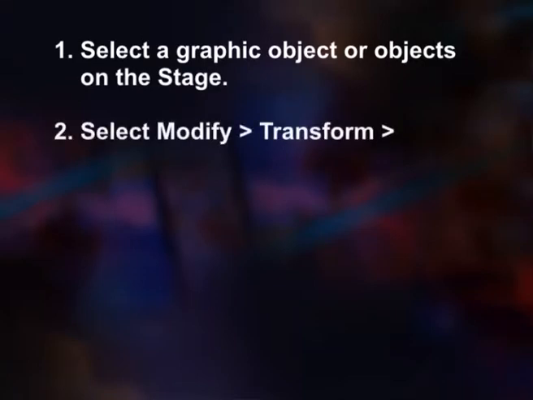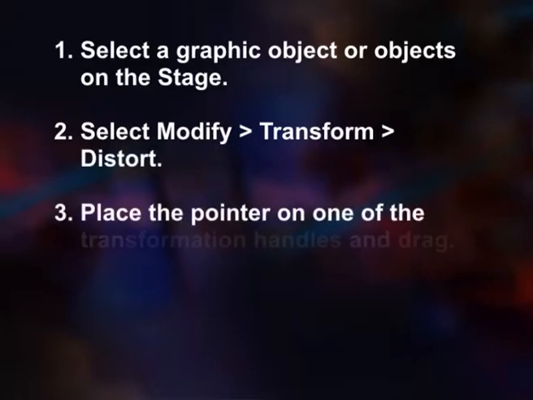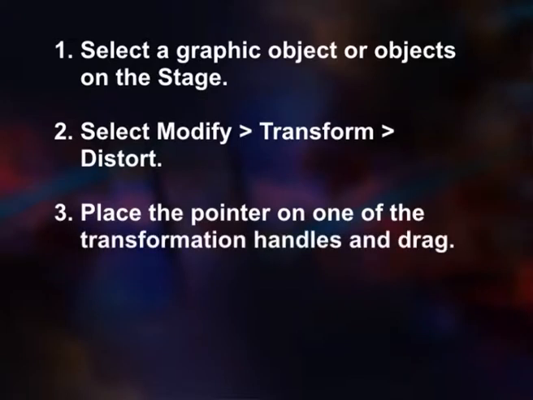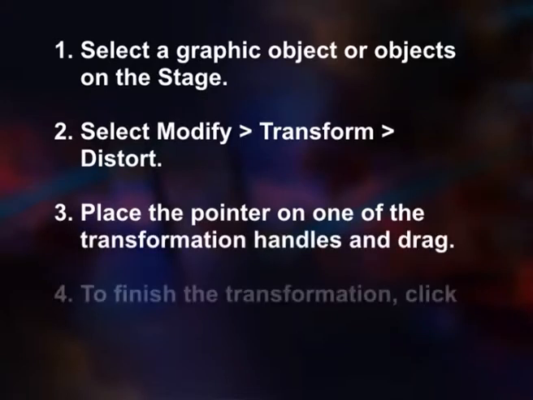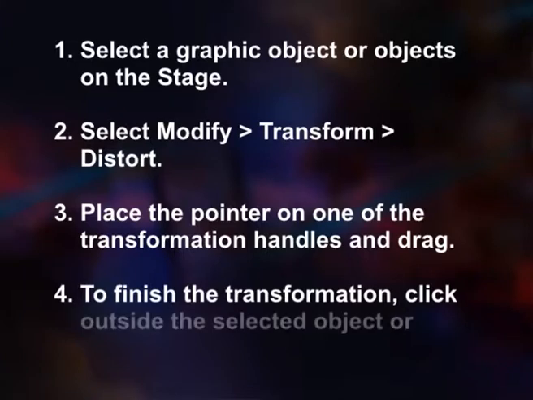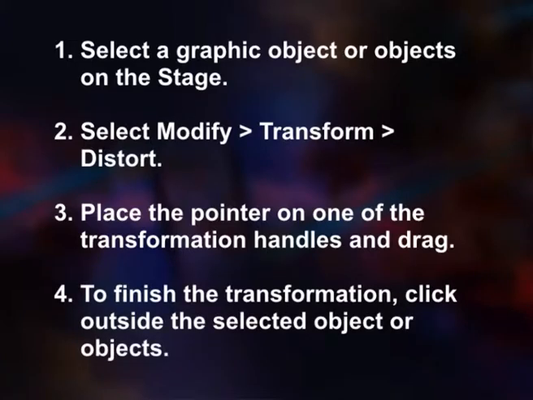Number 1, select a graphic object or objects on the stage. Select Modify, Transform, Distort. Place the pointer on one of the transformation handles and drag. To finish the transformation, click outside the selected object or objects.